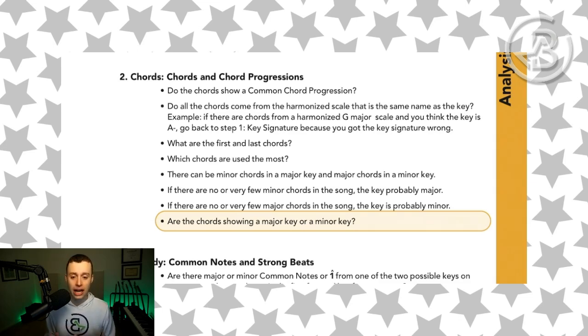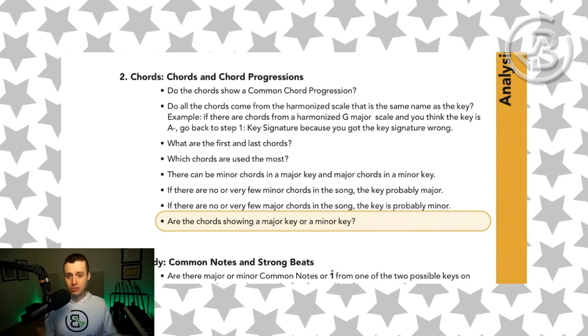If the chords do not show a common chord progression, ask yourself, do all the chords come from the harmonized scale that is the same name as the key? If there are chords from a harmonized G major scale, and you think the key is A minor, so if you see those D major and those B minor chords that come from the G major harmonized scale, and you think the key is A minor, go back to step 1, because you might have got that key signature wrong.